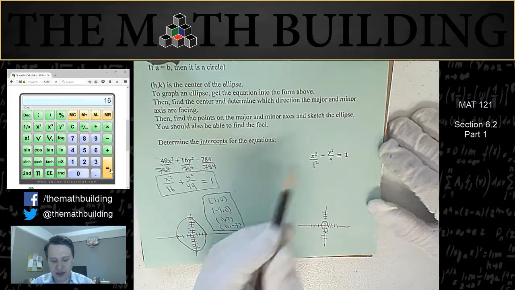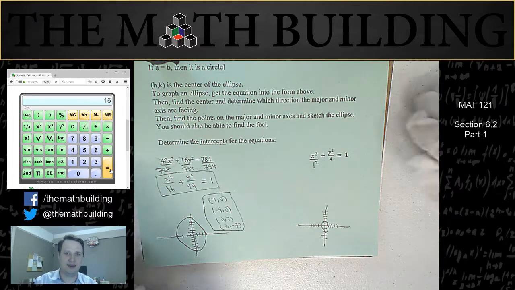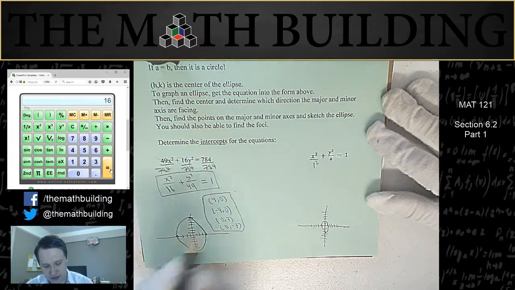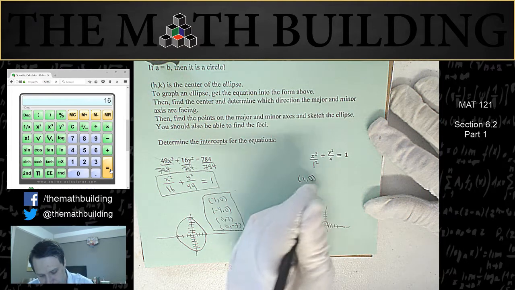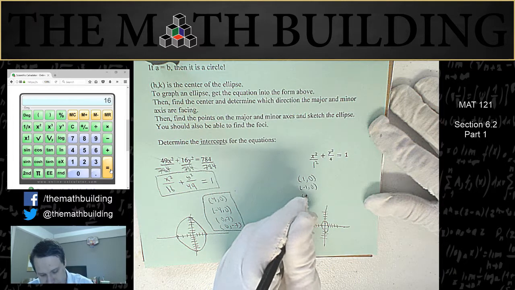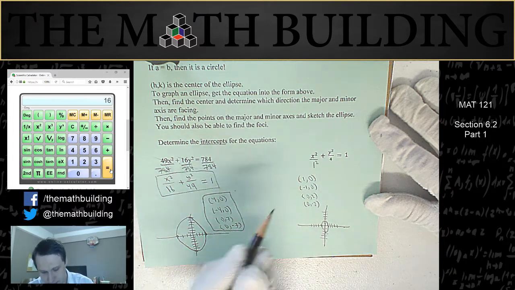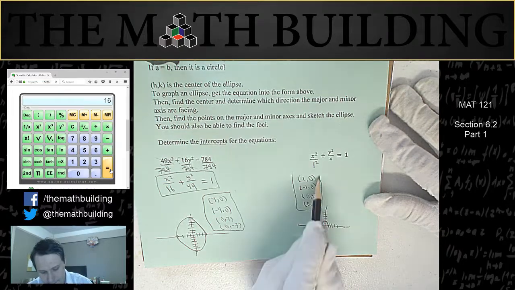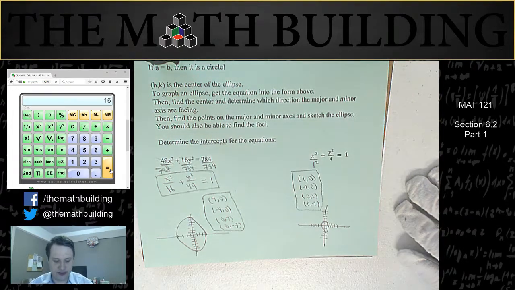And you can see that if we have an h and a k, it just moves it up and down, left or right, and that's it. So it's really not too bad. So the intercepts are going to be (1, 0), (-1, 0), (0, 2), (0, -2). And that's it. So those are the 4 intercepts, and that's how to graph it.